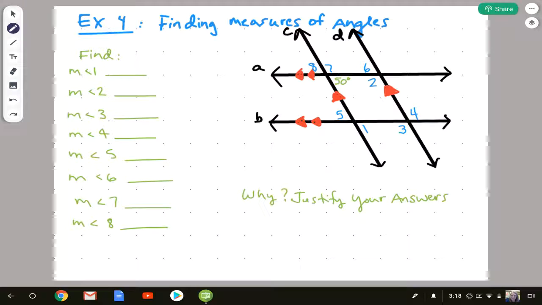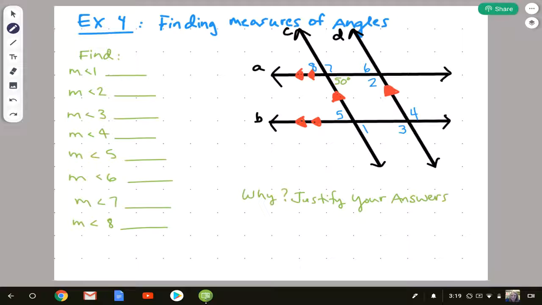Okay, the last two examples in the book that we're looking at right now are actually finding measures of angles. So we're using those theorems and some information we're given to try to find the measures of different angles on the picture. Okay, so first let's look at the diagram and make sure we understand what they're telling us.